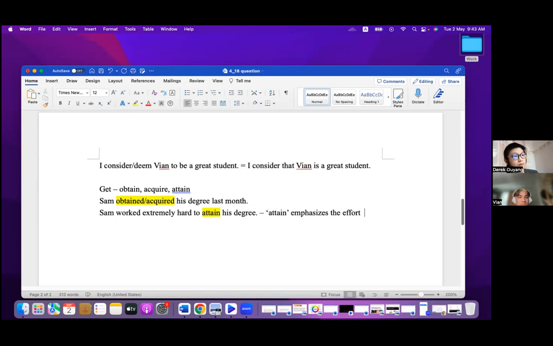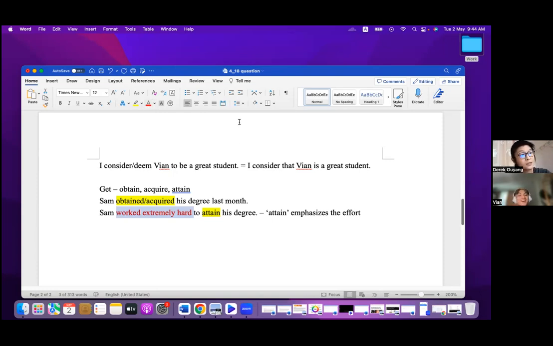Understand what I mean? Only emphasize the effort. I say he worked extremely hard, right? I'm emphasizing the effort. So when you are emphasizing the effort, use attain. When you are not emphasizing the effort, use obtain or acquire. Understand? So this is the only function about attain? Yes, it is.